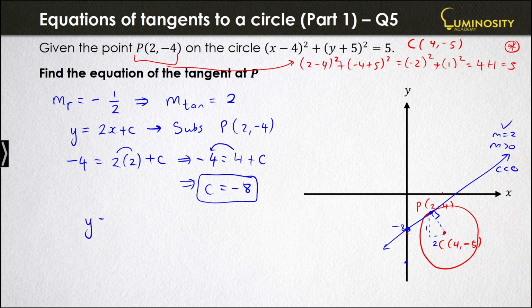So I get y = 2x - 8 as the equation of the tangent line at the point P on this given circle. It's also good to get the terminology correct when you say it.